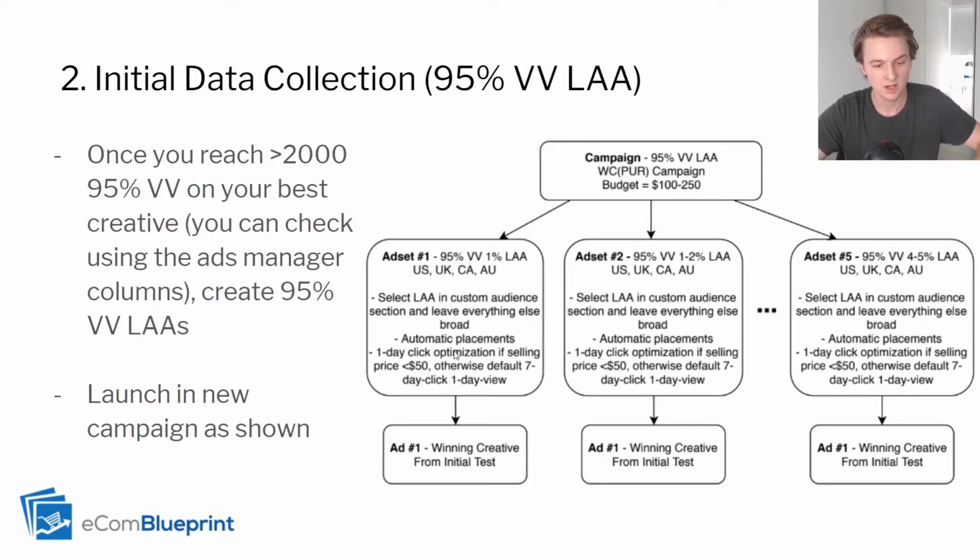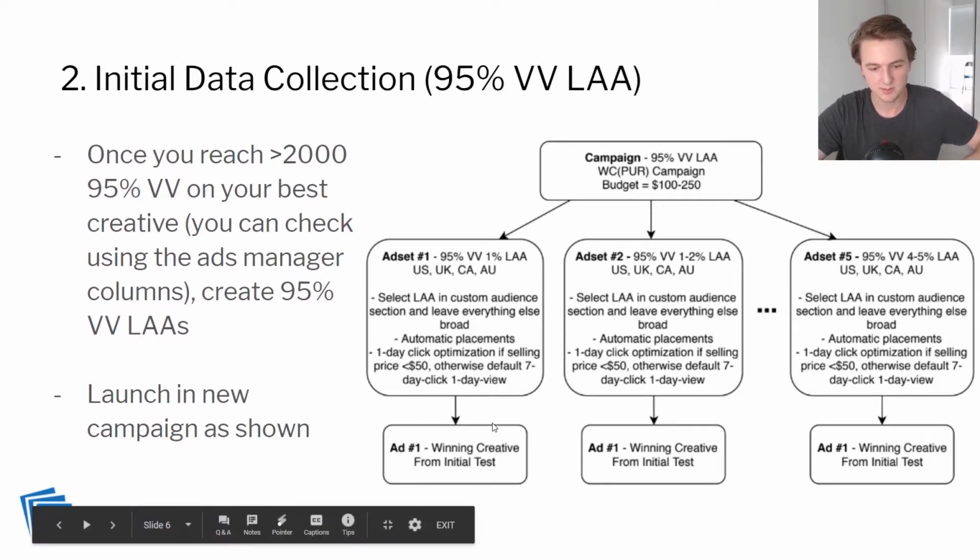Automatic placements, 1-day click optimization if your selling price is under $50. Otherwise, just leave it to the default 7-day click, 1-day view. And the same thing for each other one of these ad sets, right? The only thing that's changing is the custom audience. 1%, 1 to 2%, 2 to 3, 3 to 4, 4 to 5. And then with this campaign here, you don't need to set any ad set spend limits. I haven't found that to be necessary. And so you just want to set this up, 5 ad sets, 1 campaign.